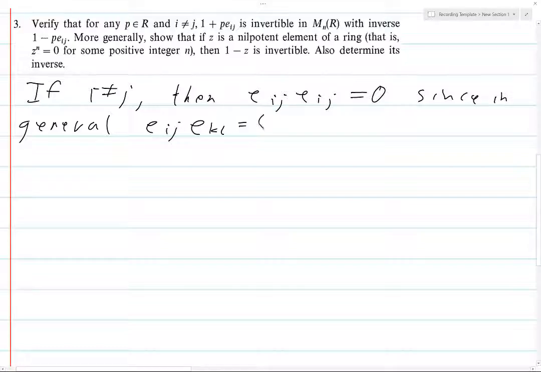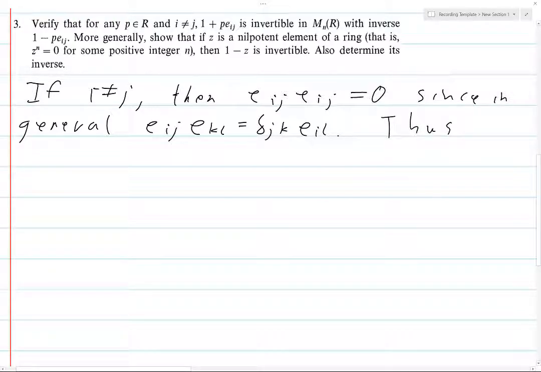Eij equals delta jk Ejl. And of course here, since we're doing k equal to i, and since j is not equal to i, j is not equal to k, and so delta jk is 0, and so it's just 0.